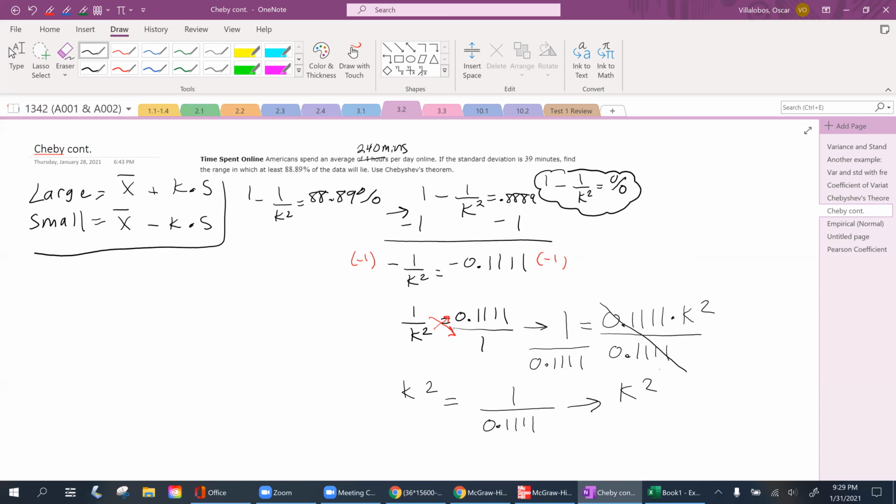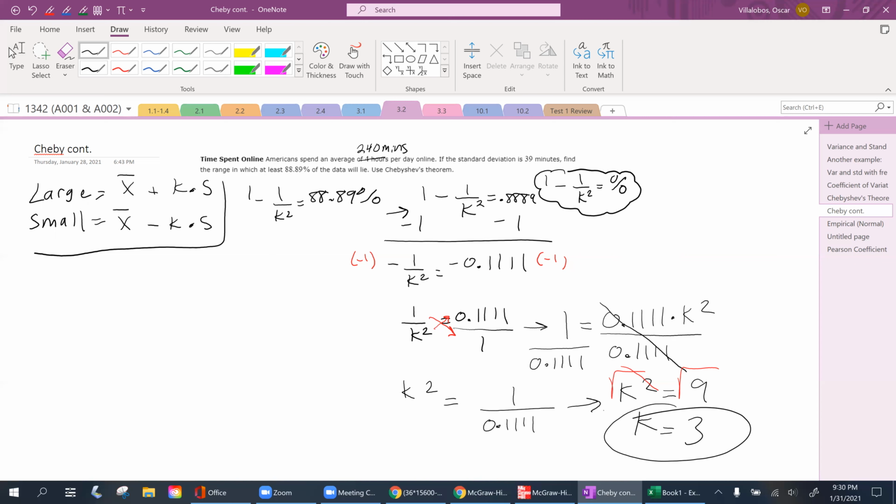What is 1 divided by that decimal? It's going to give me pretty much 9, right? 9.00090009, so that's pretty much 9. And then what do I do to solve for that value? I would apply the square root to both sides. These cancel out, letting me know that k is equal to 3. I like that. I'm going to want to use this.